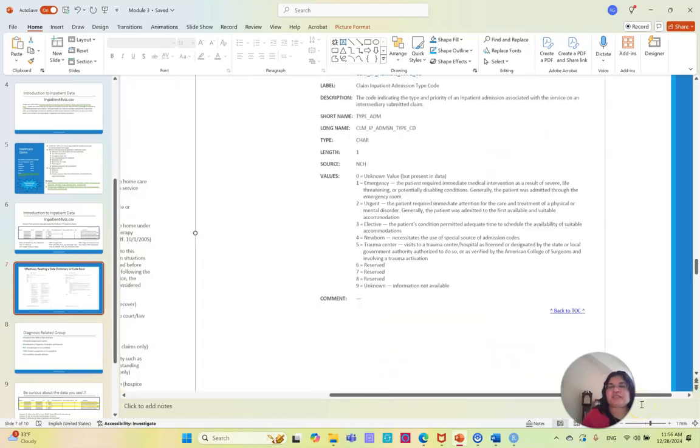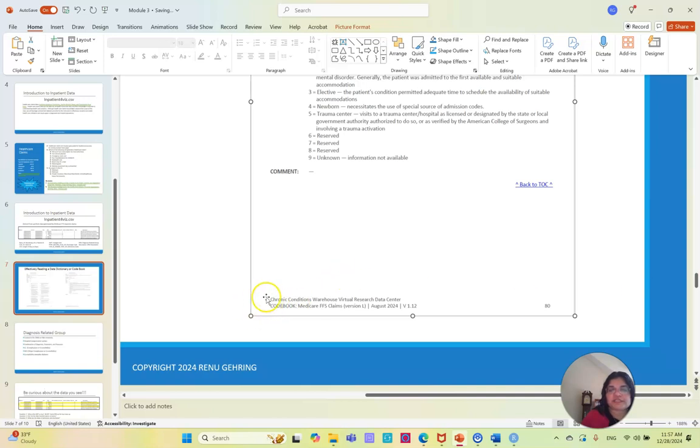This other code means how did the person come into the hospital? 1, was it an emergency? 2, was it urgent? 3, was it elective? 4, was it a newborn? As we analyze our data, these can be good columns to differentiate.